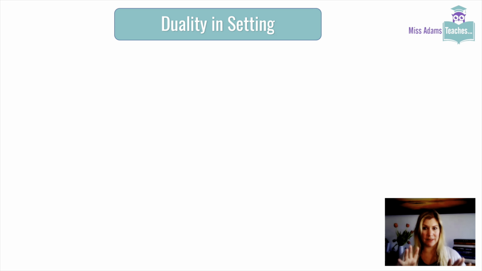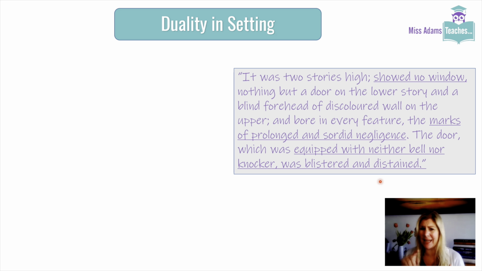And then we've got marks of prolonged and sordid negligence, blistered and disdained. So these metaphors here are all suggesting a total lack of care. It looks run down. It's really not very pleasant. And there's something kind of dirty, like sordid. It's sort of corrupted. So this door that Hyde uses is massively representative of his personality. Fine. How is this to do with duality?